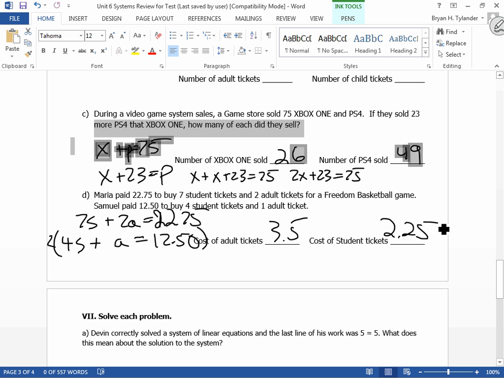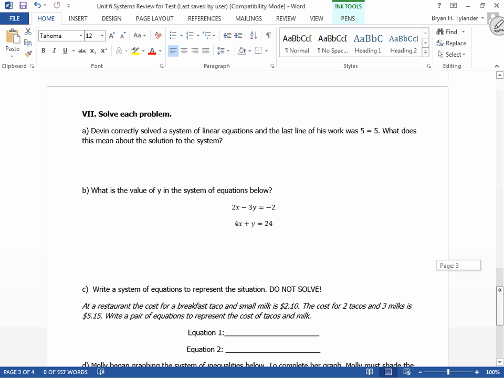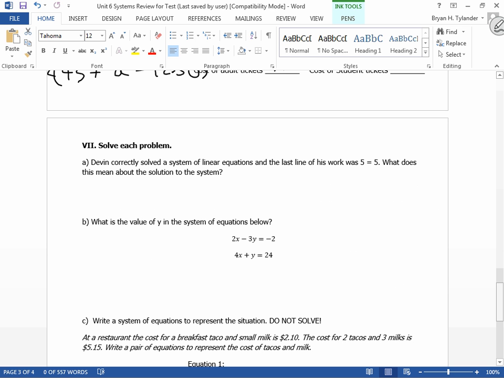Now we're almost done. Devin correctly solved a system of linear equations, and the last line of his work was 5 equals 5. What does that mean about the solution to the system? Well, if you wind up with no variables in a true statement, that means there are infinite solutions. If, on the other hand, you wind up with an untrue statement, like 7 does not equal 3, then there would be no solution.